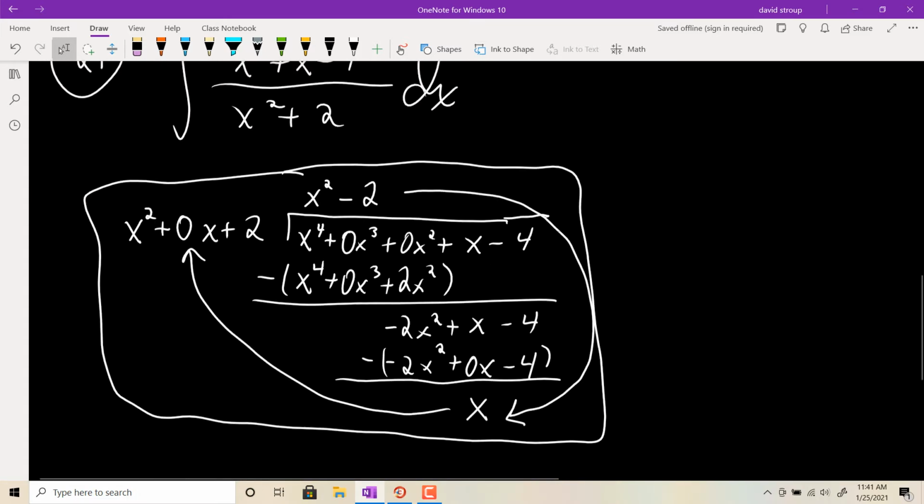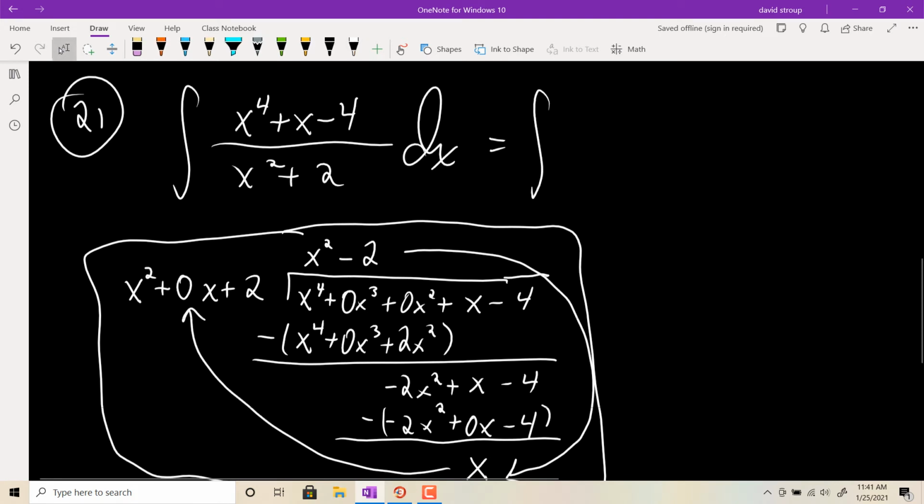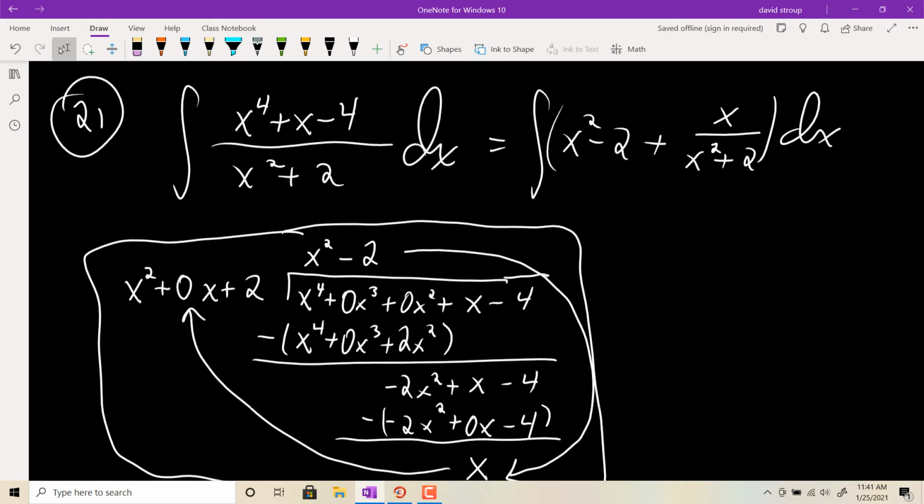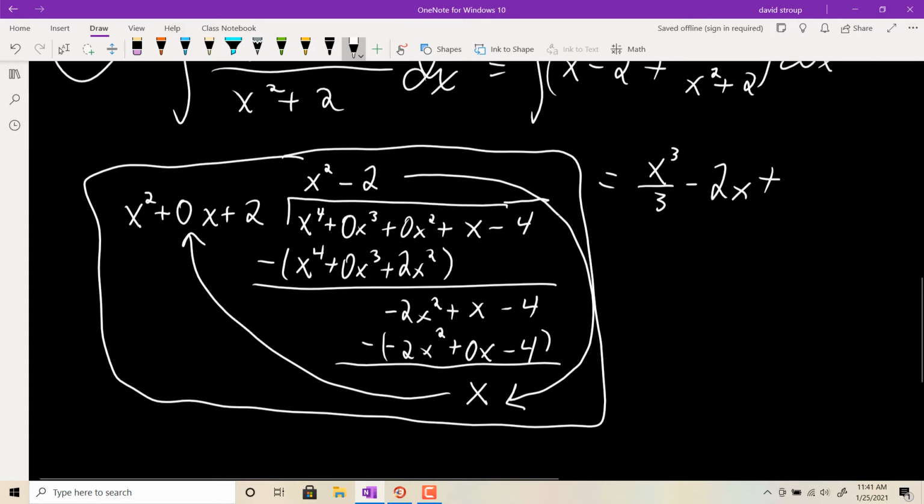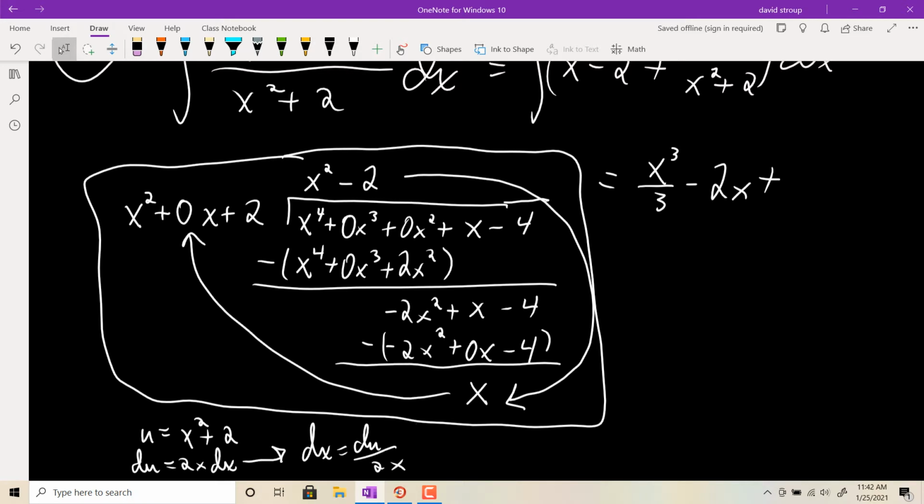Okay, so let me rewrite this. This will be the integral of x squared minus 2 plus the remainder all over the thing you were dividing by. So the first two parts of the integral are just power rules. So you get x cubed over 3 minus 2x. The third one requires a u sub. So I'll let u be the denominator there, the x squared plus 2. And then du will be 2x dx. And that'll give you dx as du over 2x.